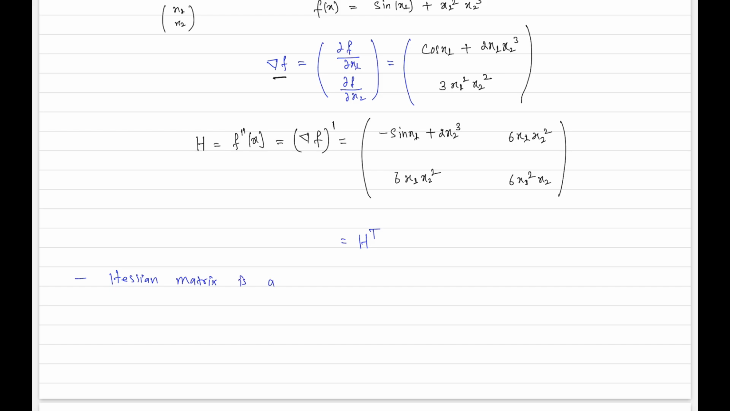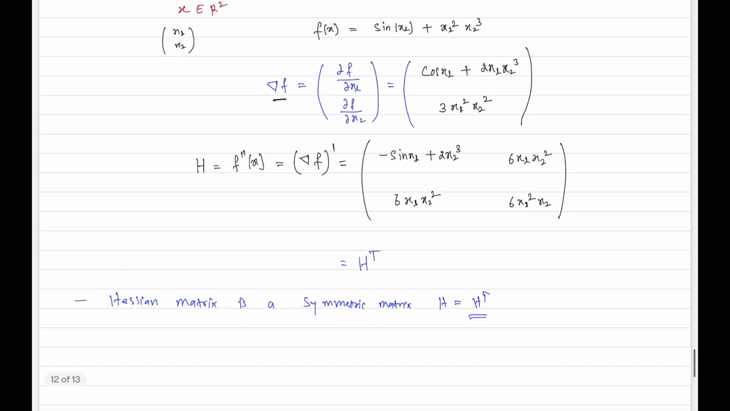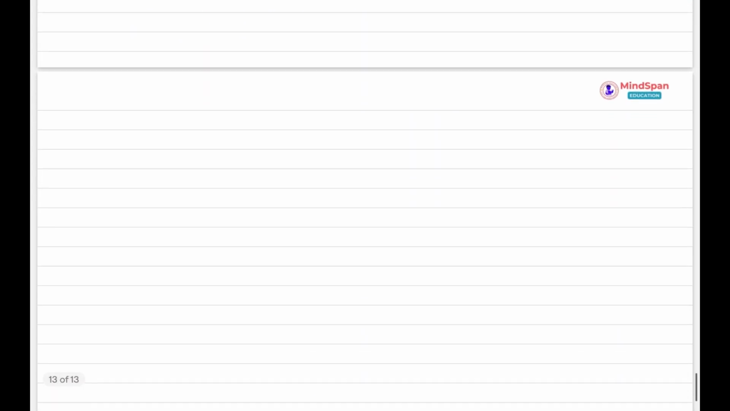So the Hessian matrix is a symmetric matrix. That means H is equal to H transpose. Alright, let's take one more example. Let's suppose we have the function f(x) = x transpose A x, and this A is again a constant matrix. That means it will have no effect if I change the x, right?